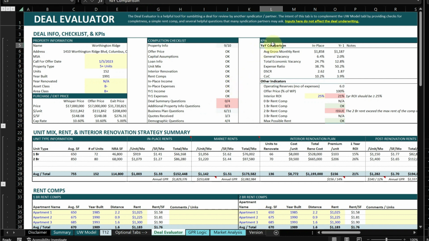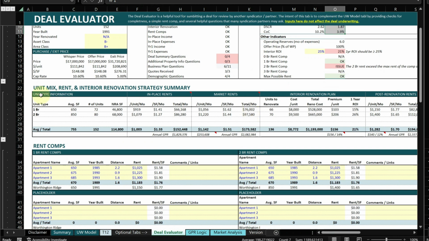And then it has a couple high-level KPIs, right? Just to compare in place versus year one. This gives a pretty good sense for the business plan: what's happening, where are we at when we take over the property, where do we expect to be at the end of year one.